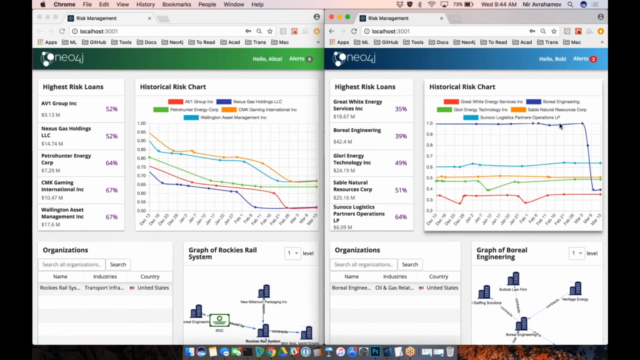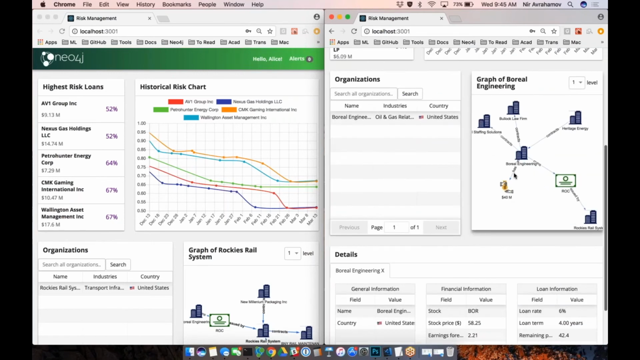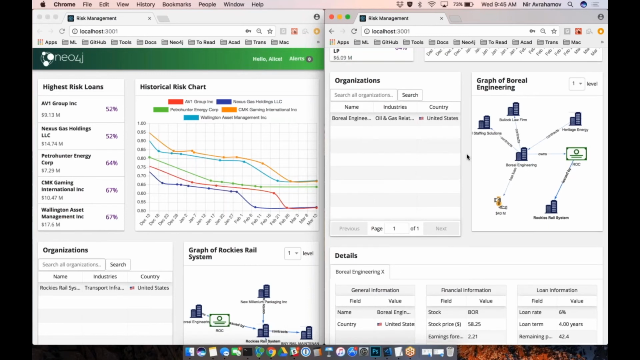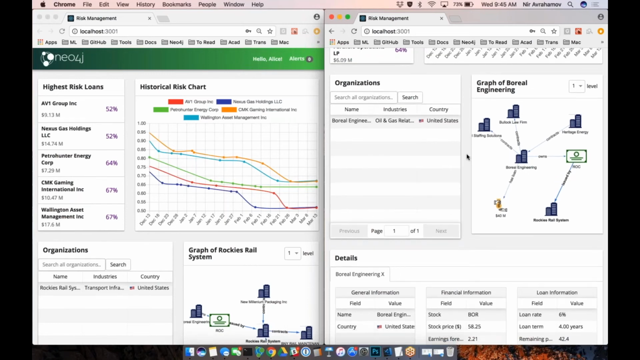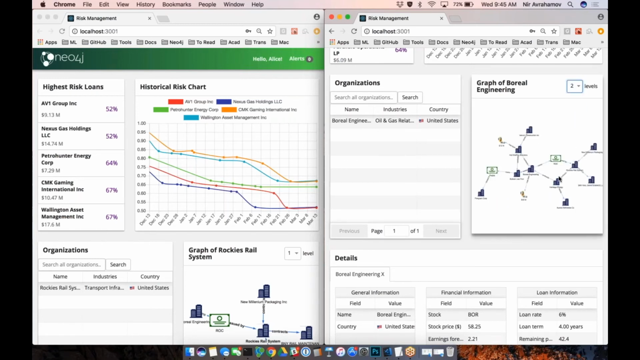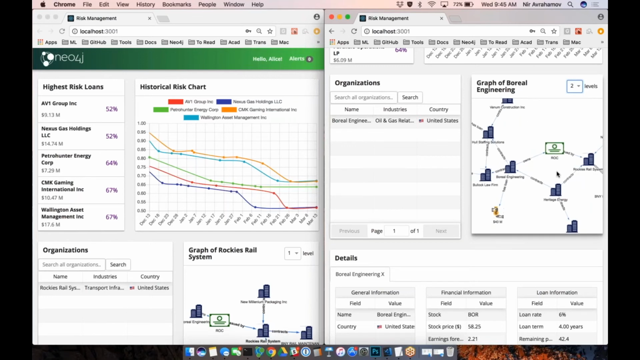And that is because, remember, Boreal Engineering owns stock in Rockies Rail. So there is a 25% ownership there, and that has again impacted Boreal Engineering. So not only are they impacted directly because the oil sands shut down, but also indirectly through Rockies Rail being shut down. So they get a double whammy here. I think that's the power of the graph, really.